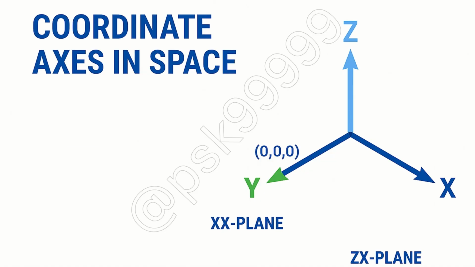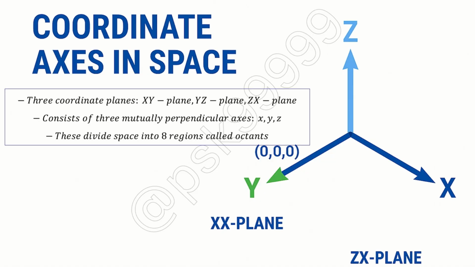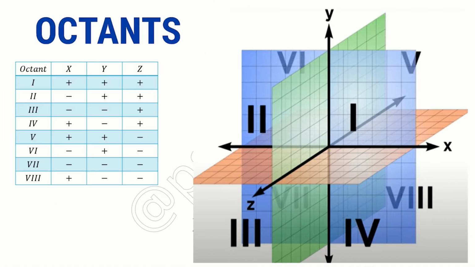This is most important. Three coordinate planes will be there: xy plane, yz plane, and zx plane. They consist of three mutually perpendicular axes, x, y, and z axis, and these divide the space into 8 regions. They are called octants. Now, what are the 8 regions? You can see here how they look.